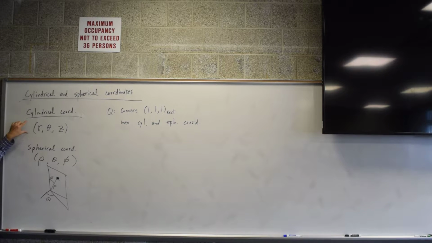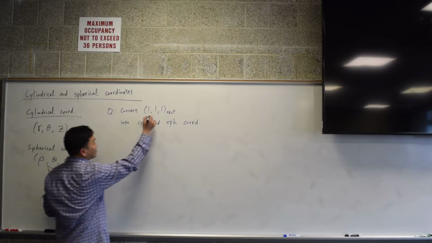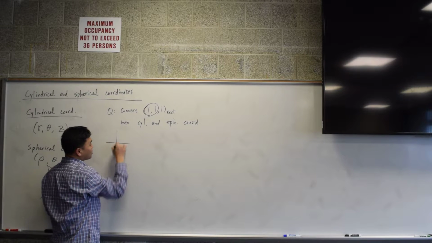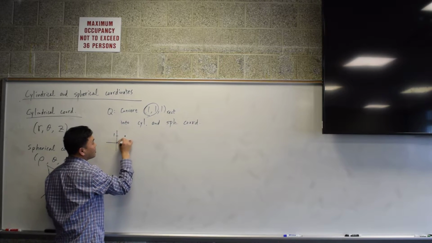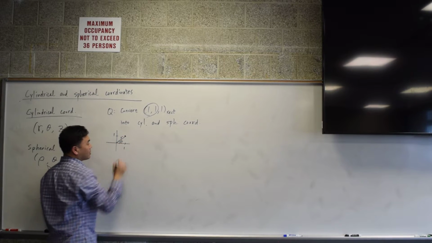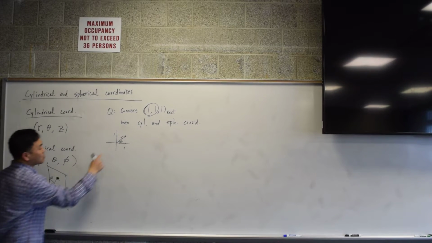Okay. All right. So now let's try to get this one. So z is 1, and all we need to do is to now take this x comma y, which is 1 comma 1, and then think about r and theta here. Okay. So what's the distance from the origin to here?